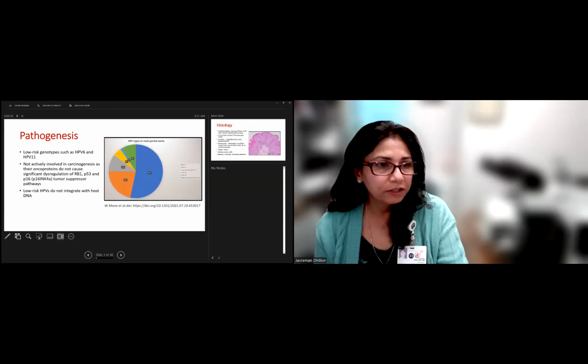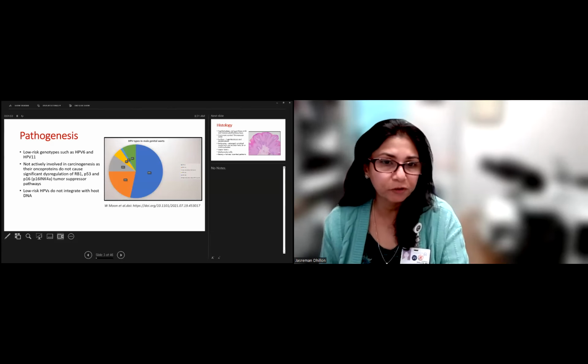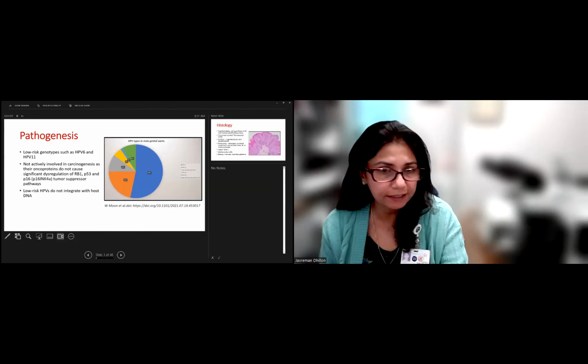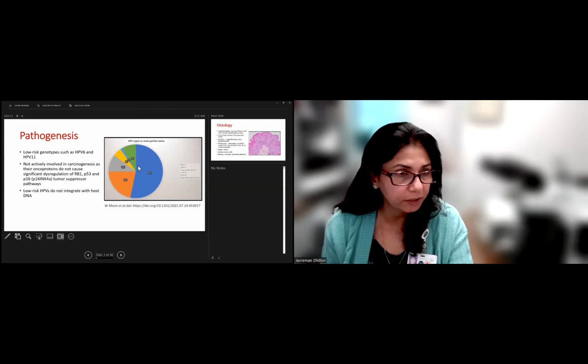Coming on to the pathogenesis, the majority of condylomas, about 75%, are caused by HPV 6 and HPV 11. And interestingly, 15% of these are also caused by high-risk HPV subtypes.